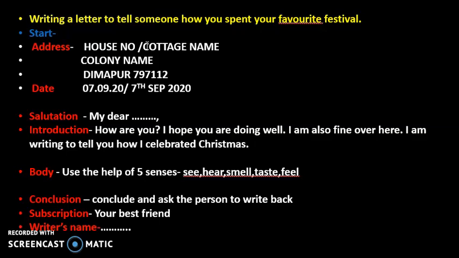After the first line, go to the next line. The next line will have your colony's name. In which colony do you stay? Okay, City Tower, do you stay in Darugapatar, do you stay in Dipupar? So there are so many colonies, so you write the name of your colony. After that, once you are done with the colony, go to the next line and write Dimapur 797112. This is the pin code of Dimapur, very important, so you will write this. Clear? Now we are done with the first 3 lines.